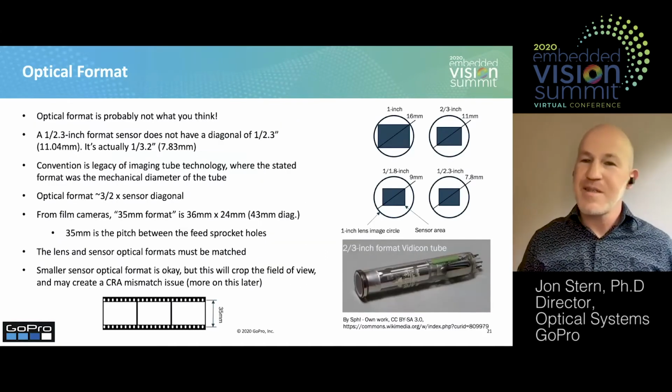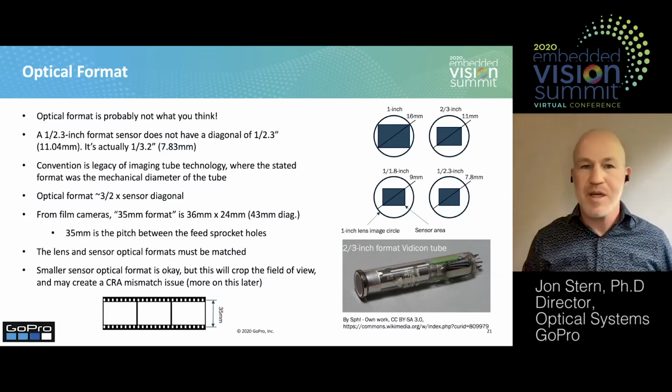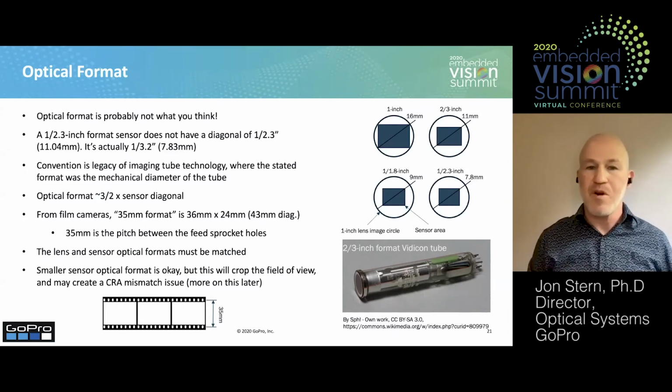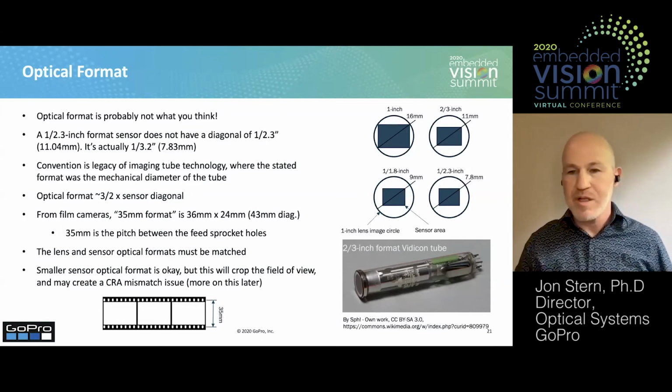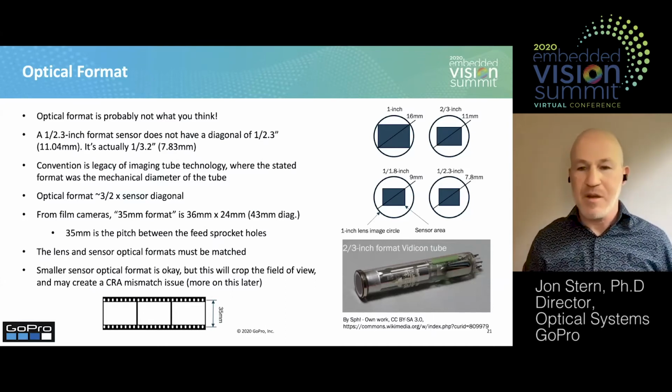Optical format is probably not what you think. So a 1/2.3 inch format sensor does not have a diagonal that's 1/2.3 inches, 11.04 millimeters. It's actually about 1/3.2 inches, 7.83 millimeters. This is because we have an old convention that's a legacy of imaging tube technologies, where the stated optical format was the mechanical diameter of the tube. And in the bottom right there, you can see a 2/3 inch format Vidicon tube. So optical format is about 1.5 times the sensor diagonal.